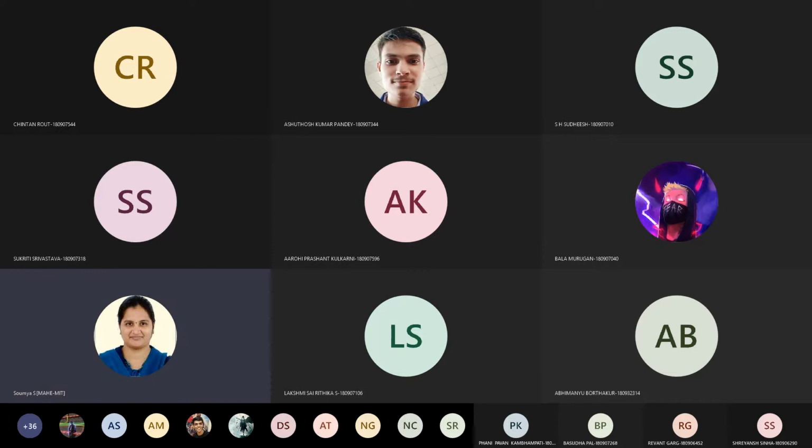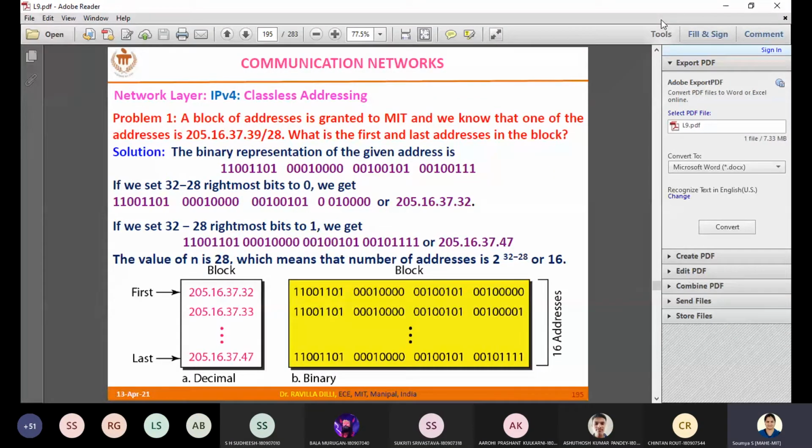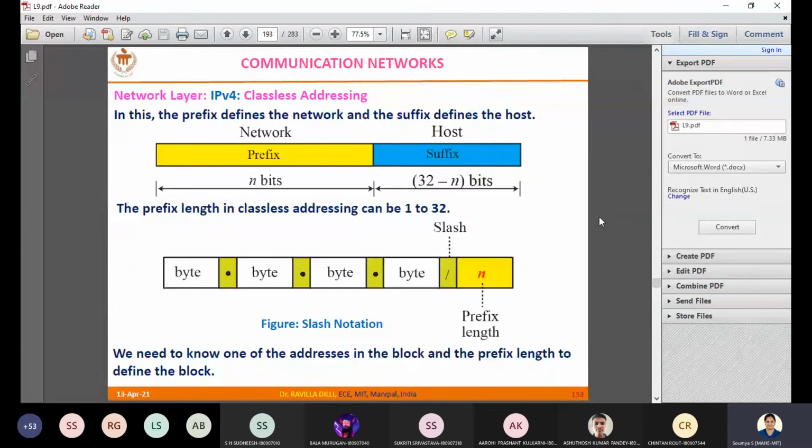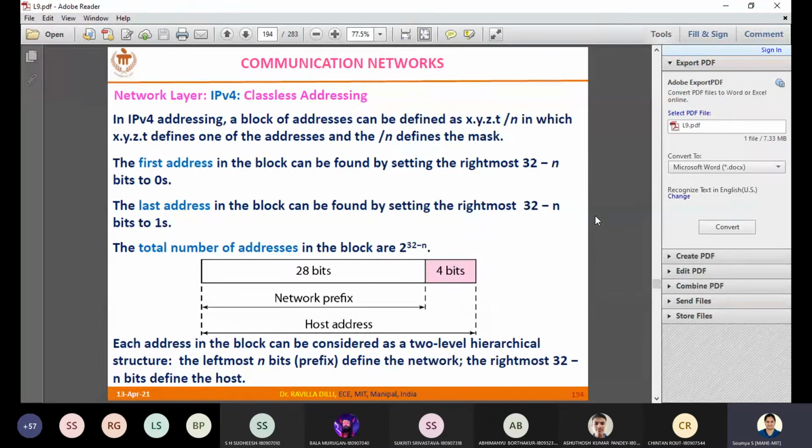Okay. In our previous class, we stopped at classful addressing, right? We've completed classful addressing, that is class A, class B, class C, class D and E. Also, in that we've seen how to deduce the address for each class: what would be the prefix length, what would be the suffix length, etc. Today we will look at what is classless addressing and why it came up.